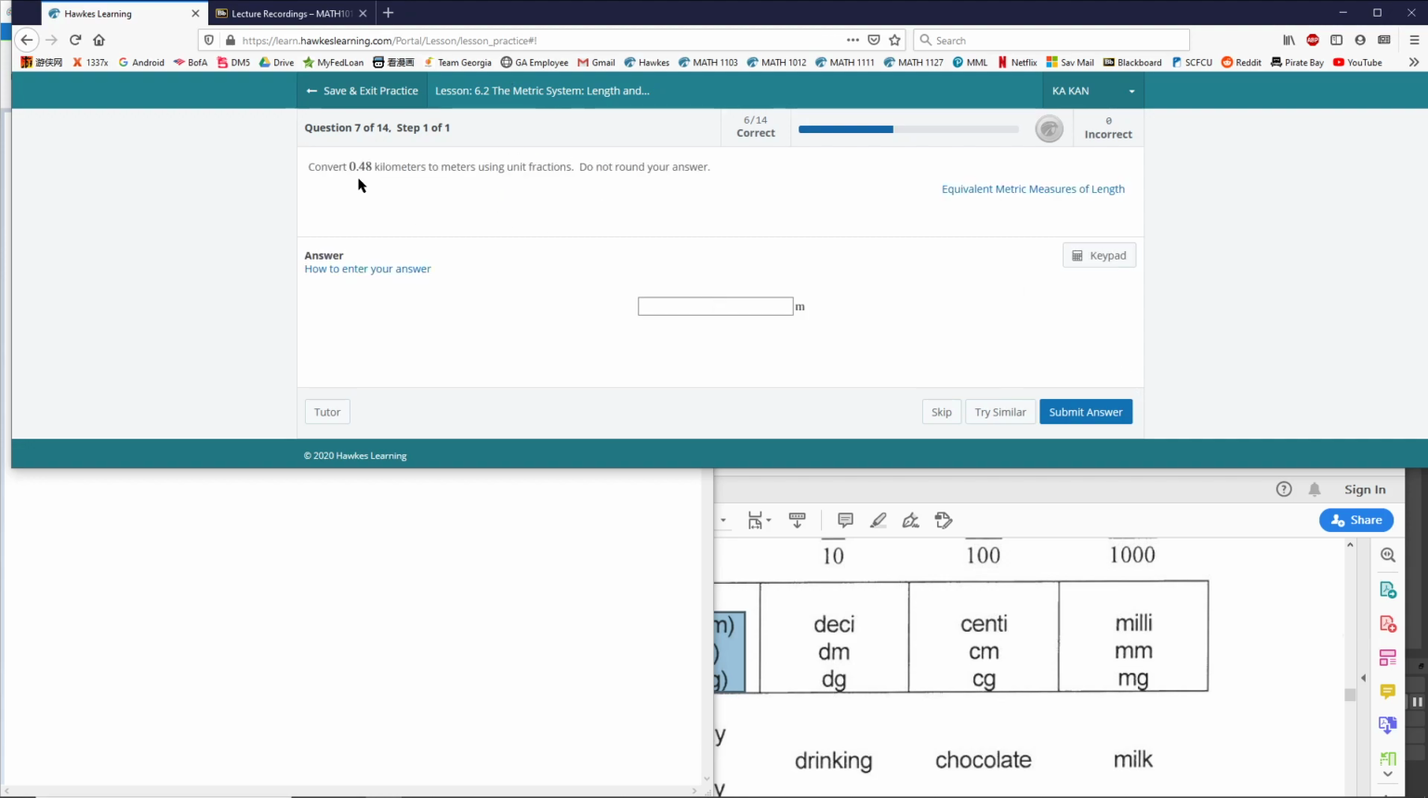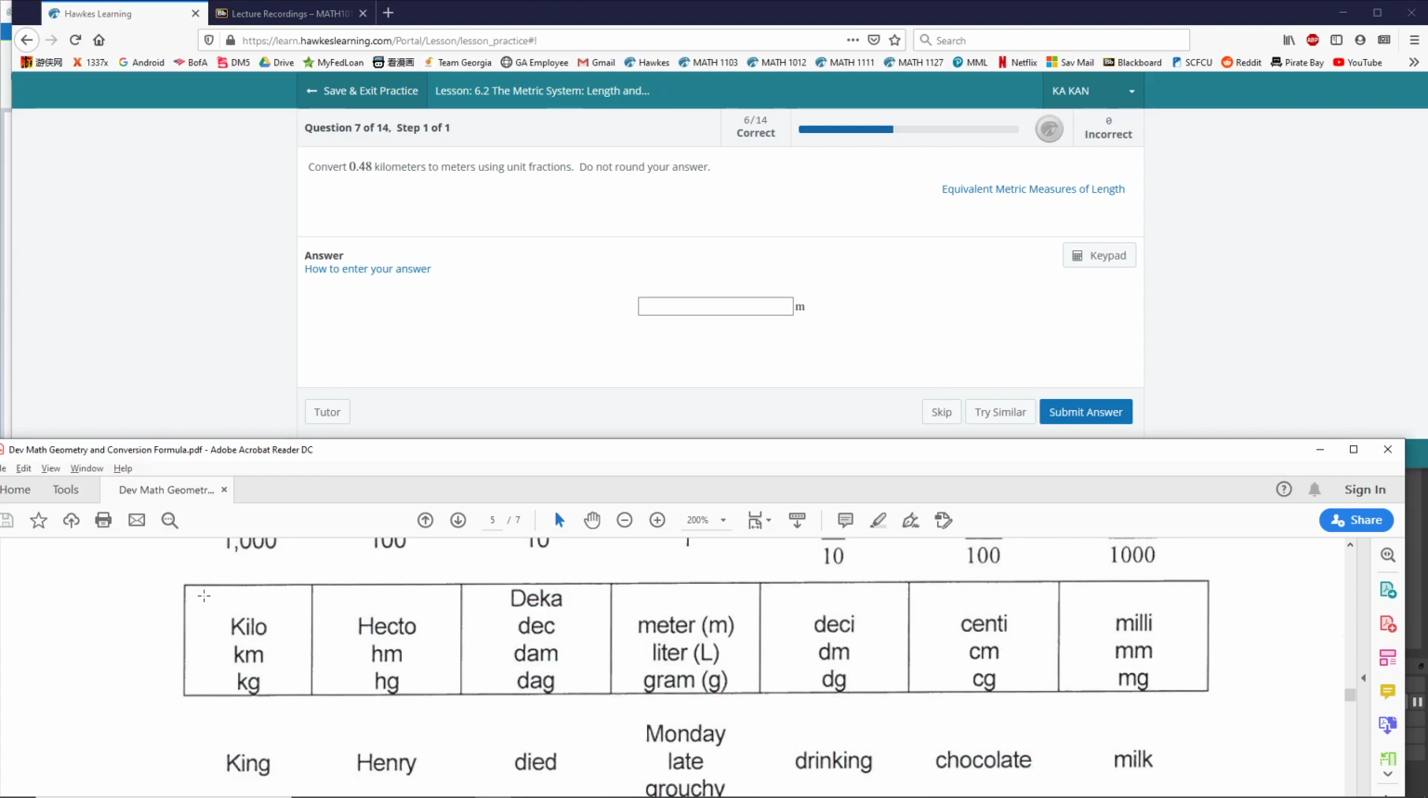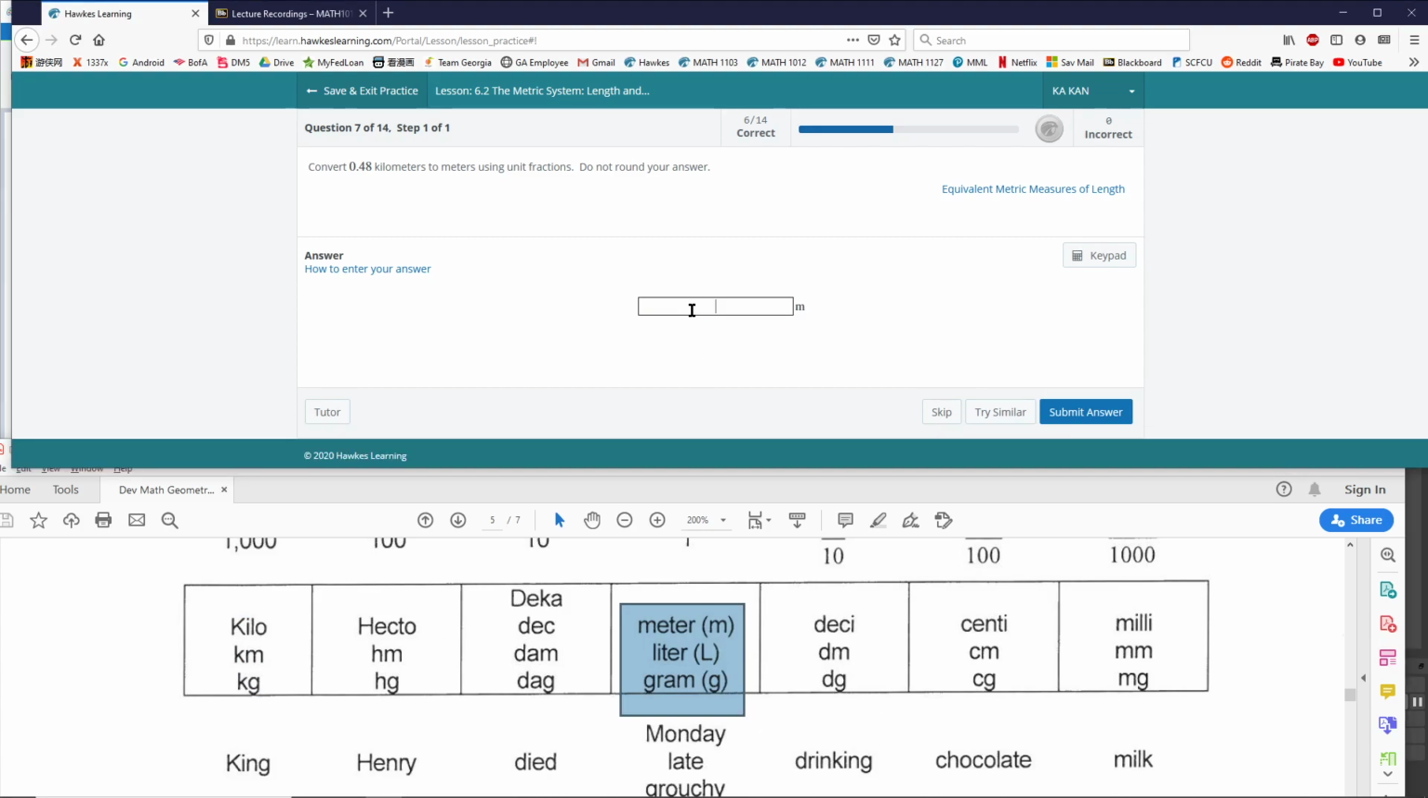So now let's look at this one. Convert 0.48 kilometers to meters. So that's actually not difficult at all because look at this. This is kilometer. You want to go to meters, right? 1, 2, 3. You have to move right 3 times. So 0.48, move right 3 times. 1, 2, 3.